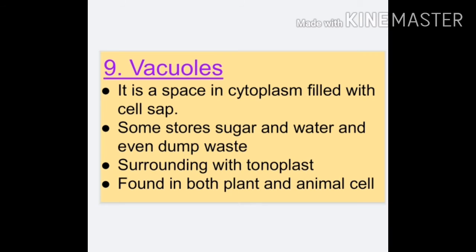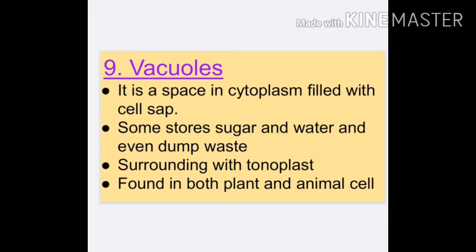Okay, now let's move to another component of the cell, that is vacuoles. It is a space in the cytoplasm filled with cell sap. Sap means it is a liquid which circulates in a plant cell. Some of the vacuoles store sugar, water, and even dump waste. Later on, they will be expelled from the cell. Vacuoles are surrounded by tonoplast, and vacuoles are found in both plant and animal cells.